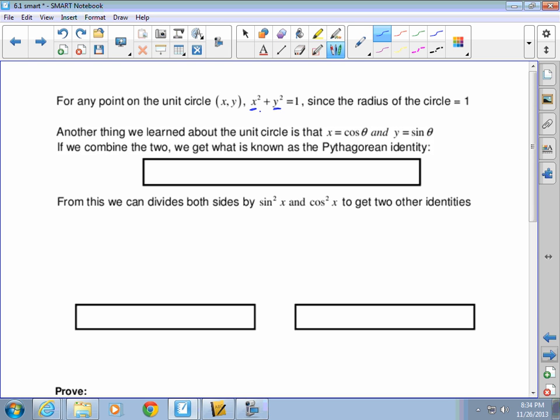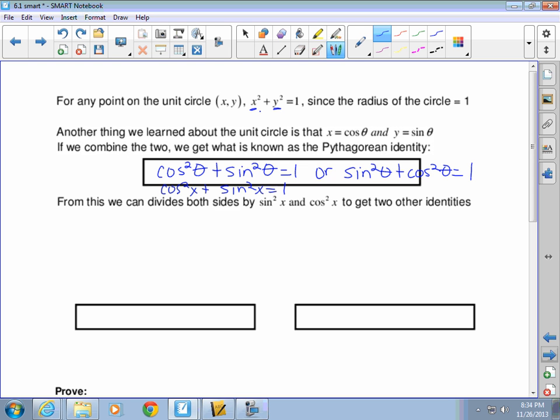So this is the same as saying cos squared theta plus sine squared theta is equal to 1. Or it can also be written, instead of thetas there, cos squared x plus sine squared x equals 1. Okay, and these can be reversed. You could also say sine squared theta plus cos squared theta is equal to 1. That's that additive property that you would have done way back in grade 3 or 4.